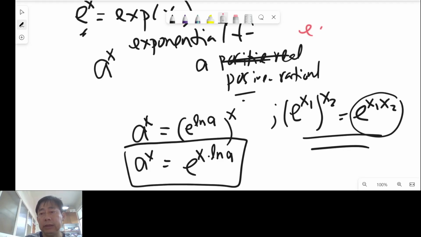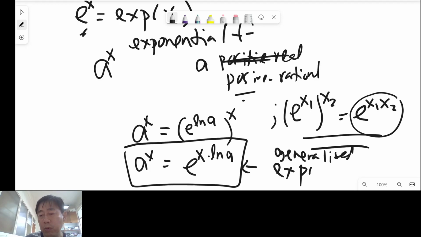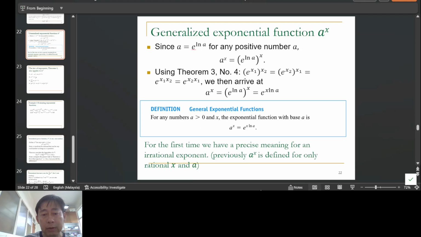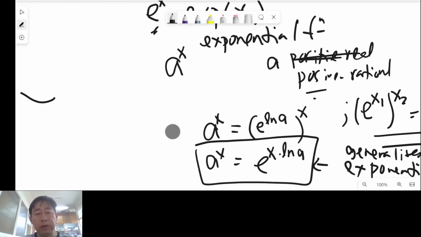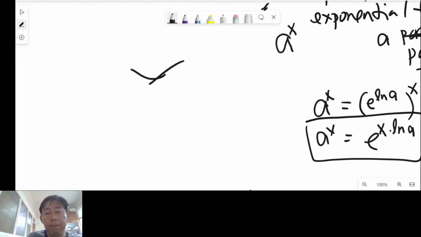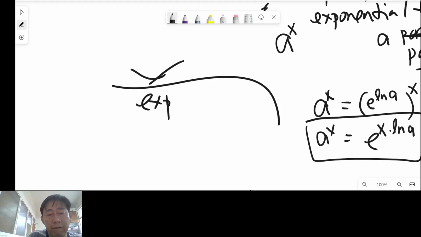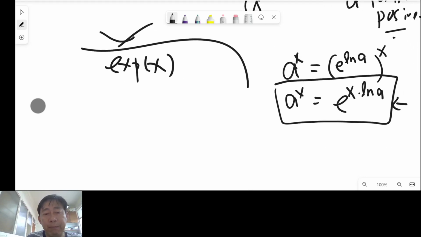Okay, so this is the generalized exponential function. I write it down here. Okay, so that is this bit. Now, once we have discussed the generalized exponential function, let us proceed to apply the definition of the exponential function of x to another type of function.